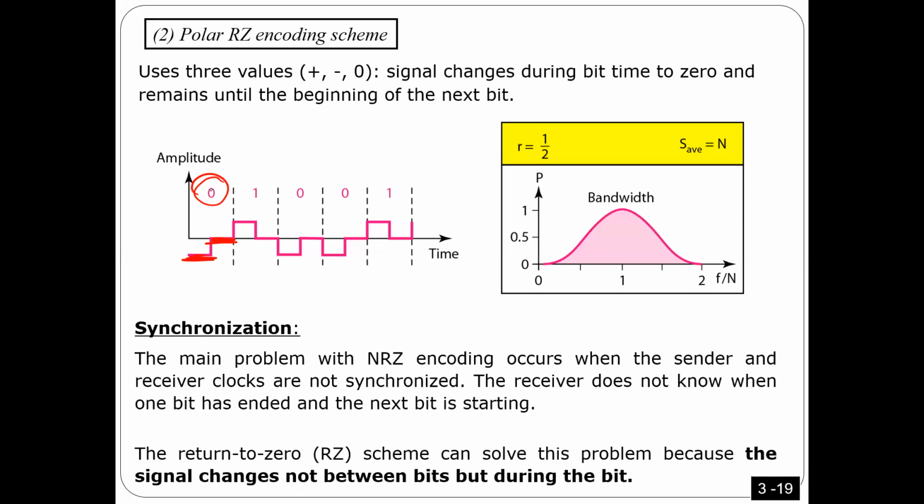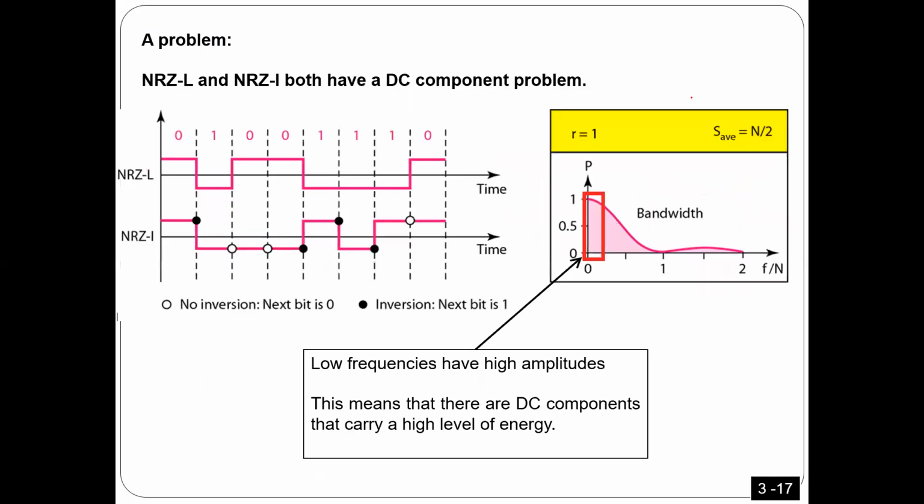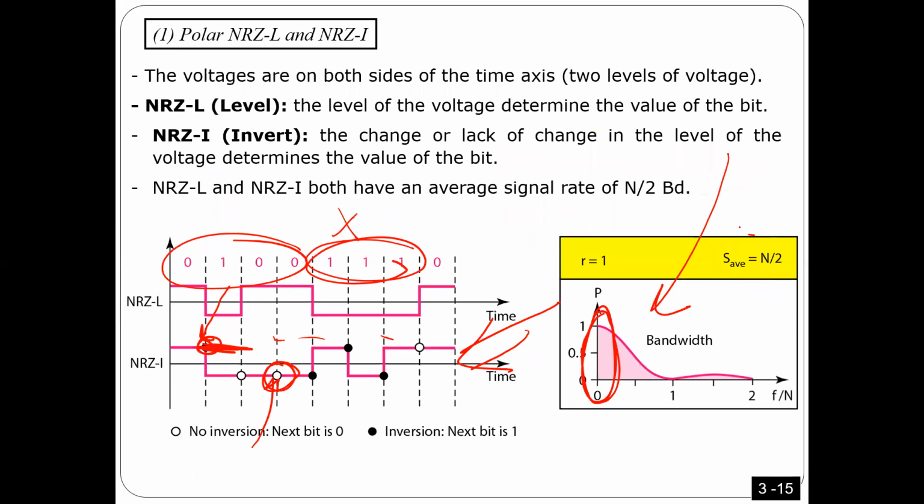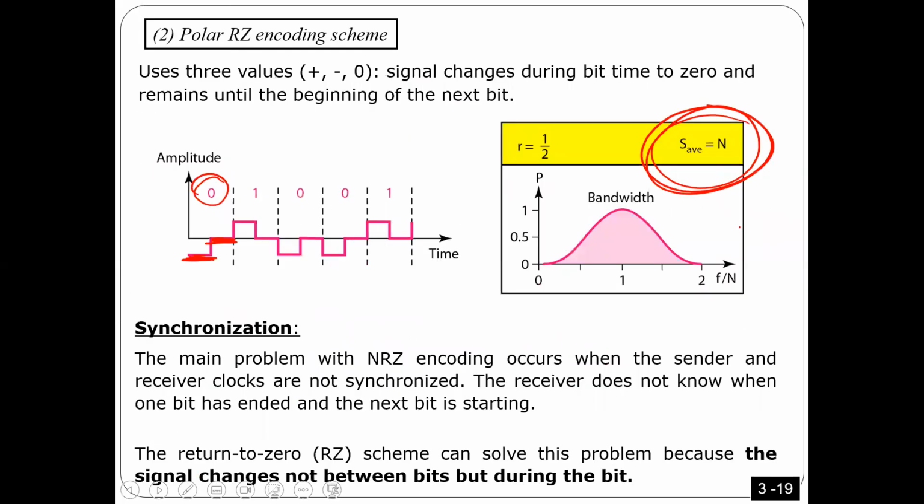We're going to talk about DC now, but let me go through them one by one. Number one, the bandwidth. This one is very bad regarding bandwidth because it needs double the bandwidth. The bandwidth here was N divided by 2, but now it is N. So we need double the bandwidth, which is bad. This is number one.